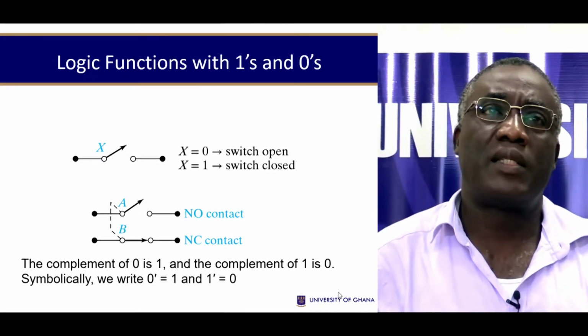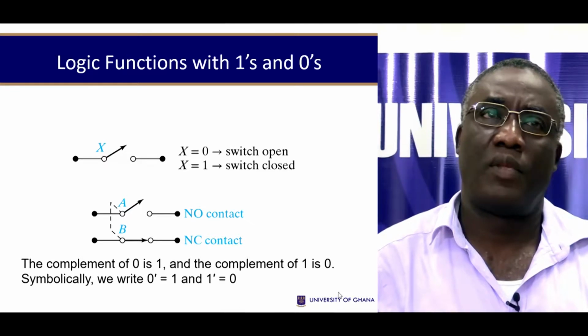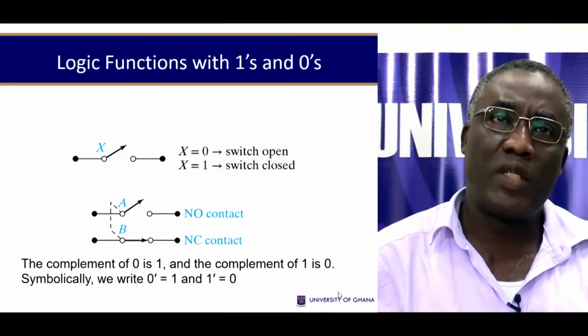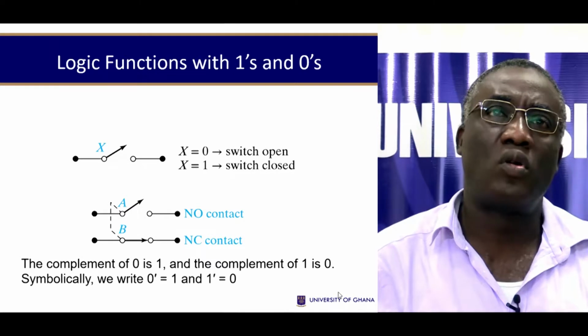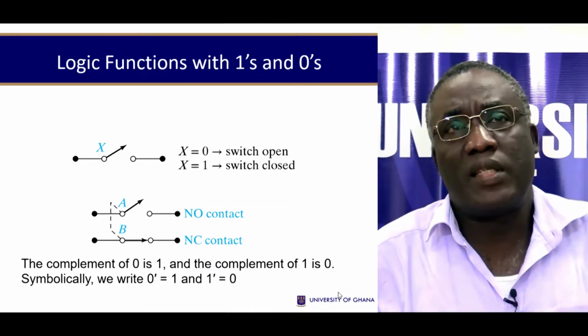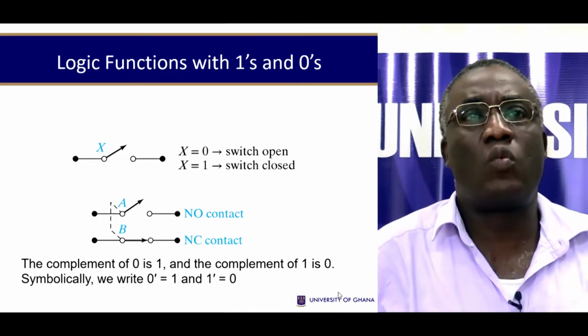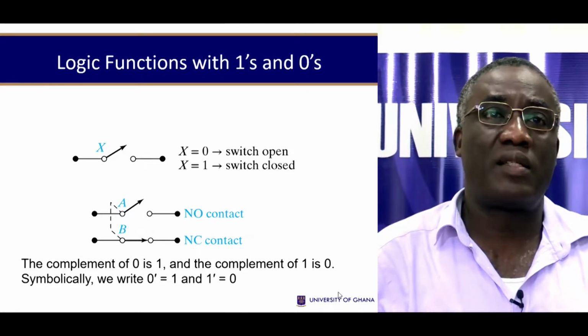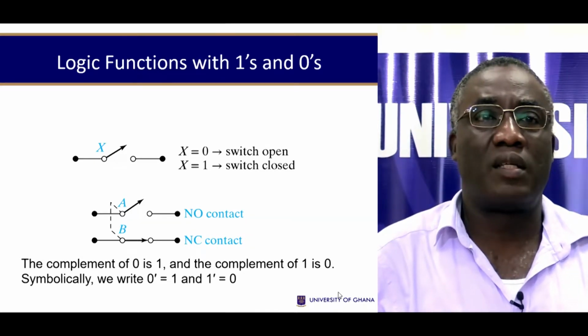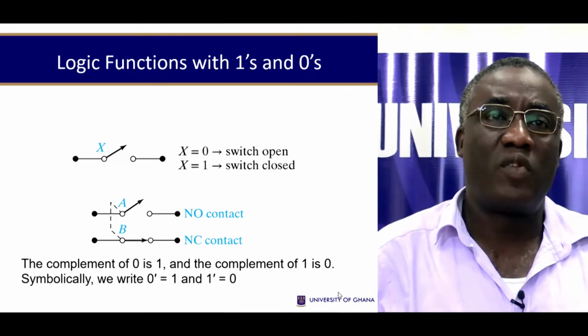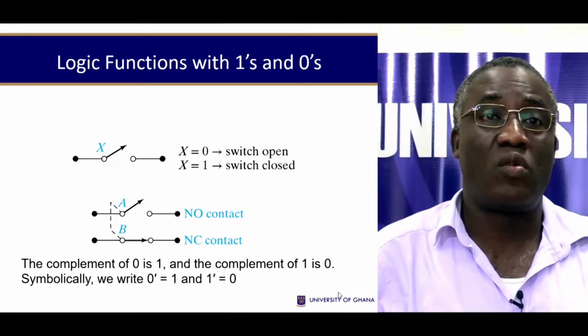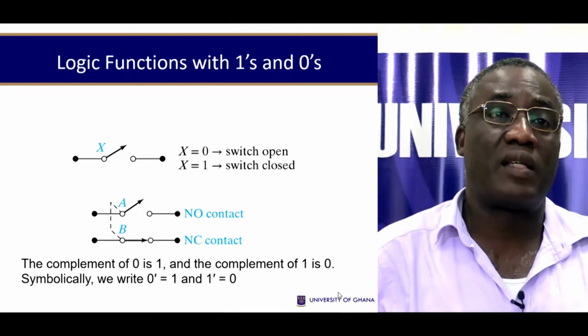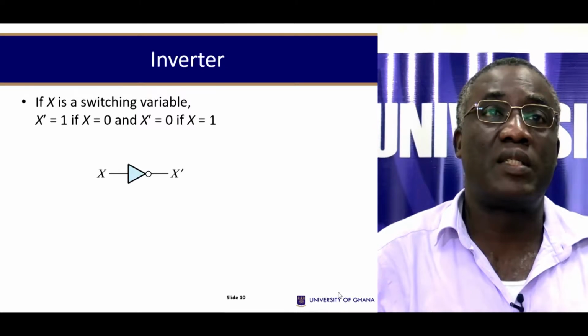Right. So let's say you have a switch. The switch can either be what? Open or closed. If it's open, let's say that's a 0. If it's closed, let's say that's a 1. So if it's open, it means there's no contact. If it's closed, it means there's a contact. So the complement of 0 is 1, the complement of 1 is 0. So you can write this as, 0 complement is 1 or 1 complement is 0.